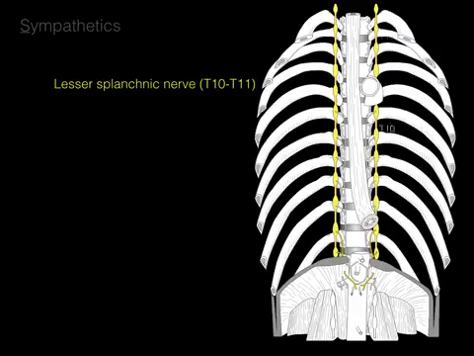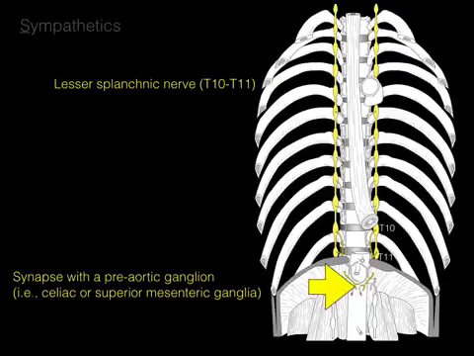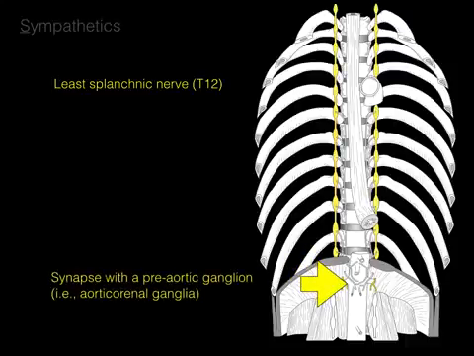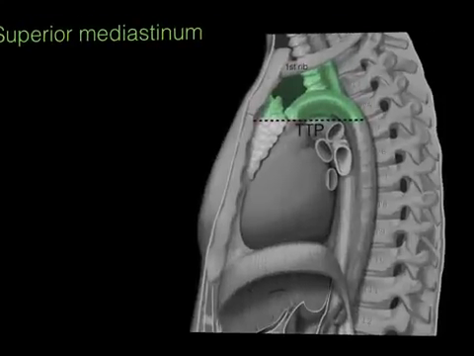Let's look at the lesser splanchnic nerve that comes off of T10 and T11, and then it courses down from both of these sympathetic ganglia, and it synapses with a pre-aortic ganglion as well. And then the least splanchnic nerve, it looks like it's coming from the diaphragm. I just don't have it drawn. Deep to that is the T12 sympathetic ganglion, and then it synapses with a pre-aortic ganglion as well, specifically the aorticorenal ganglion. There we got, that's the posterior mediastinum.